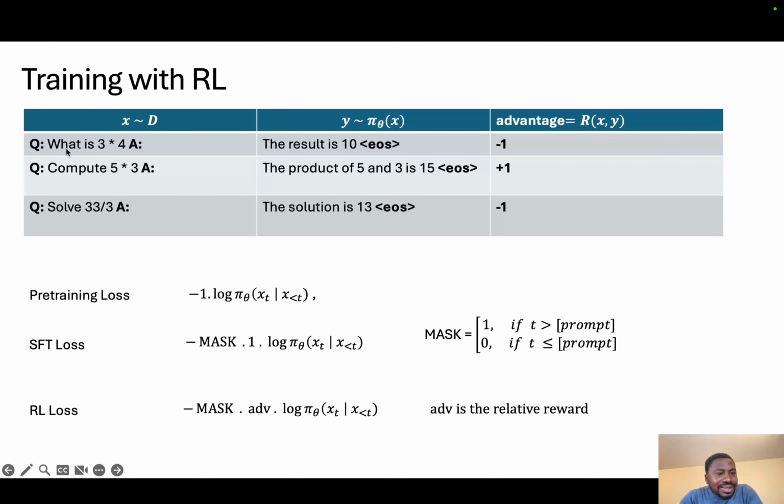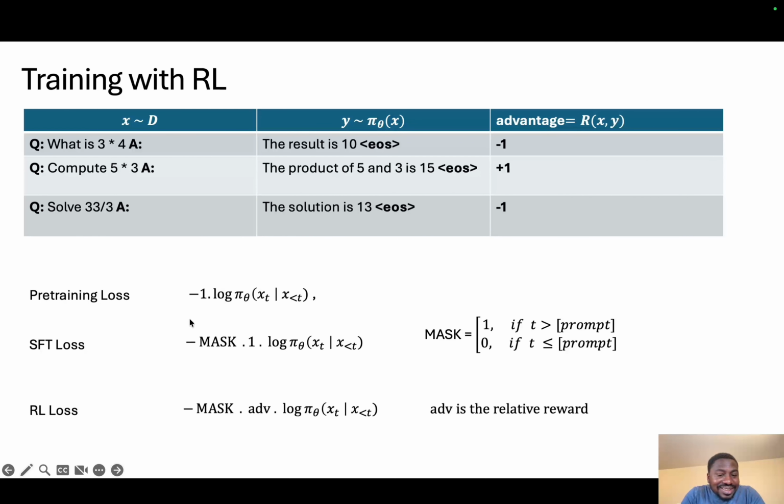So let's say, for example, we ask what is 3 by 4 and the model says 10, which is wrong. And we compute what we call an advantage, which in a naive sense could be something as simple as computing some sort of baseline reward and subtracting that from the reward for each one. So let's just think about it this way: we have -1 for this, +1 for this one, which was good, and -1 for this.